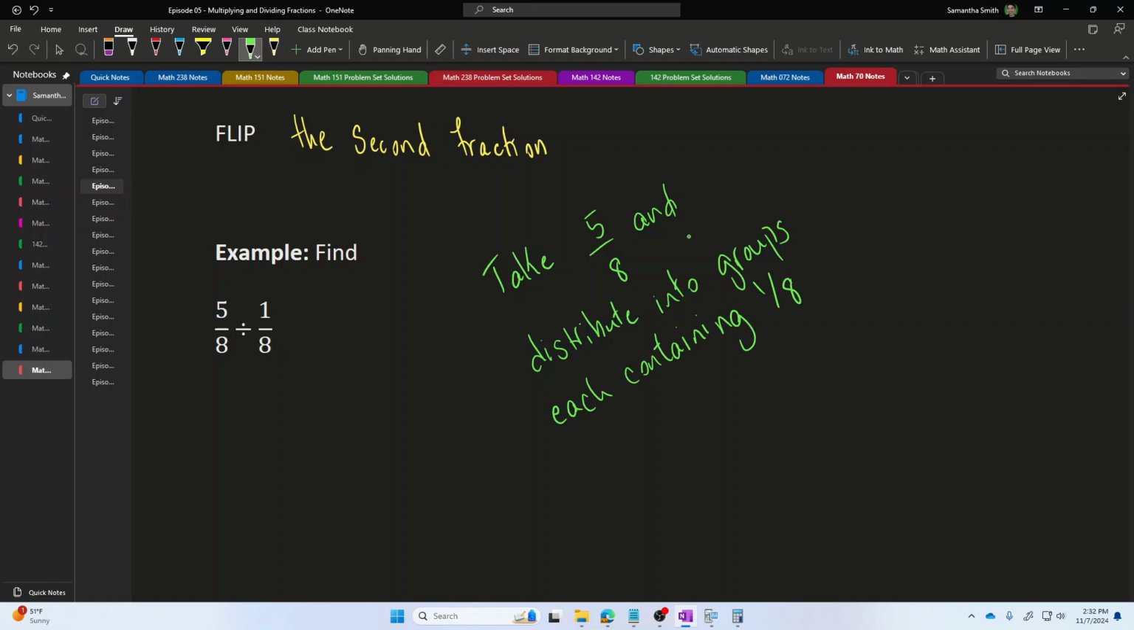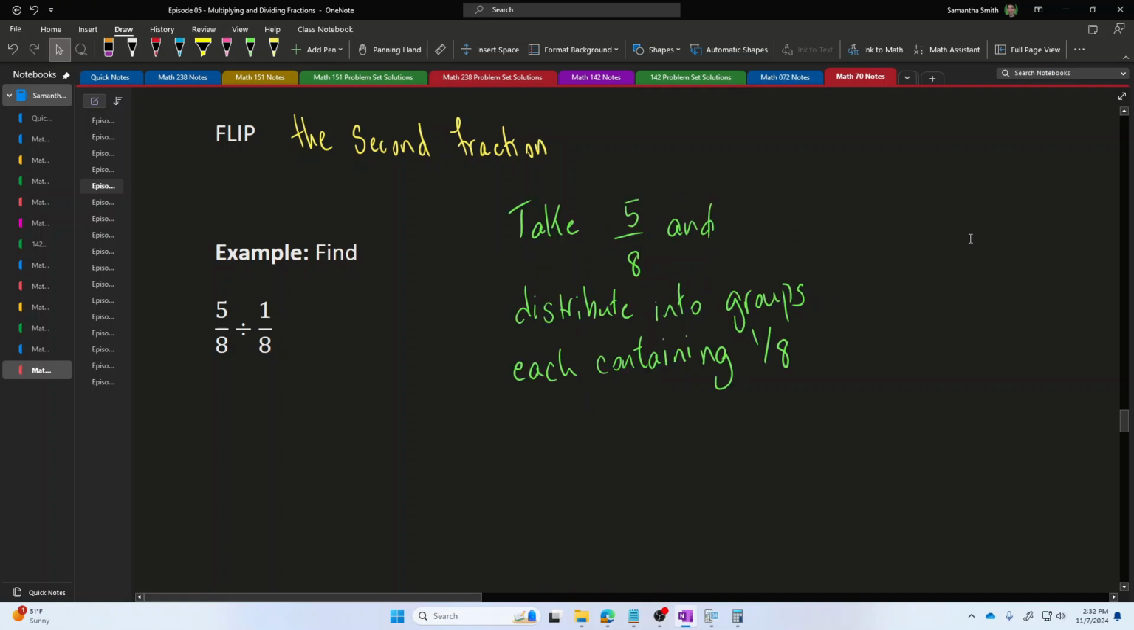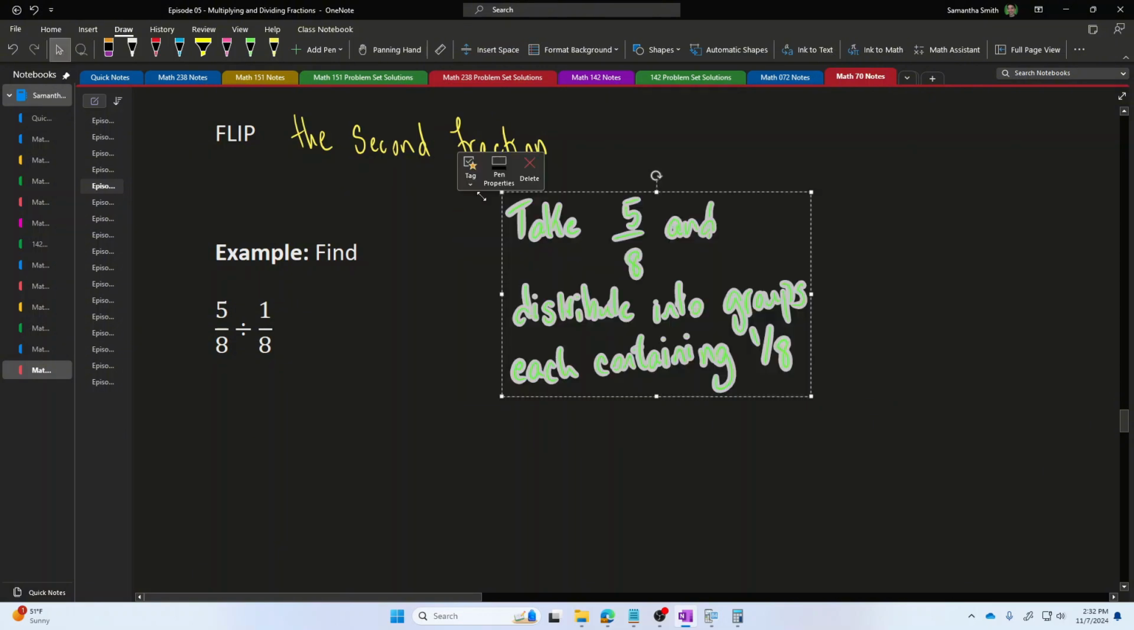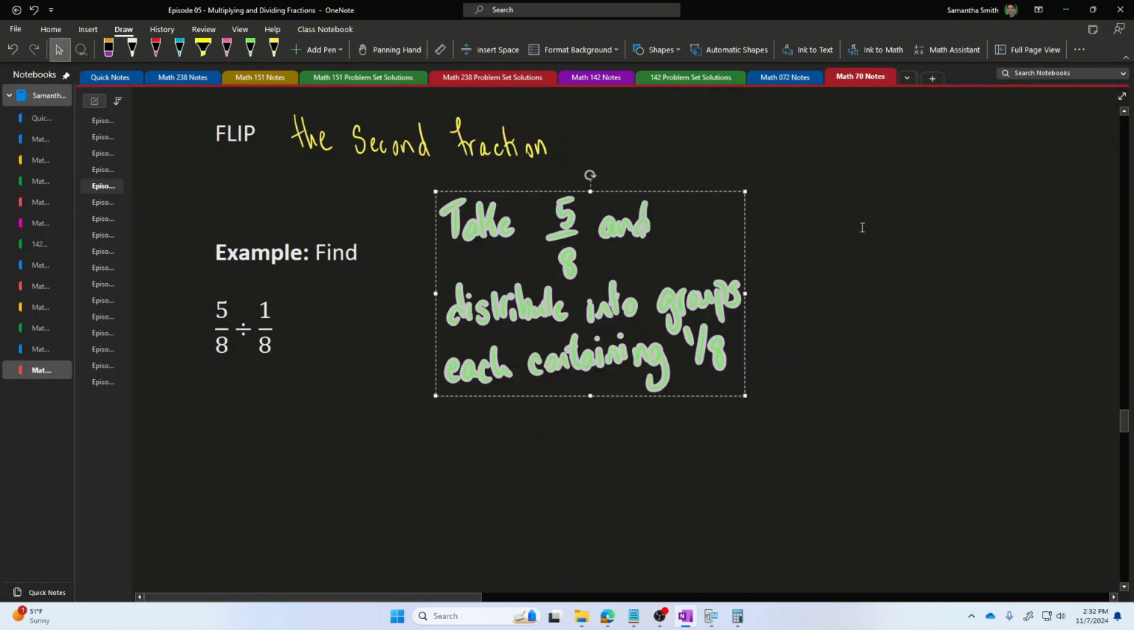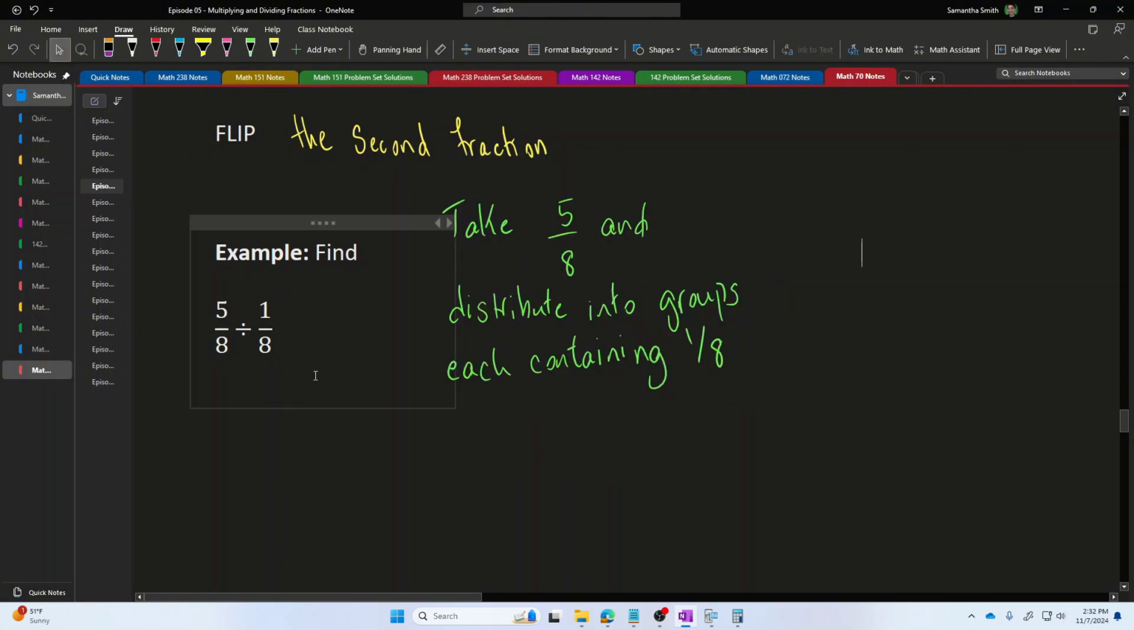This is one way to think about division. Take a pile and divide it into baggies, or divide it into portions where each portion has a set size that it's supposed to have. Now, if I do that, how many groups can I form? How many distributions can I make?